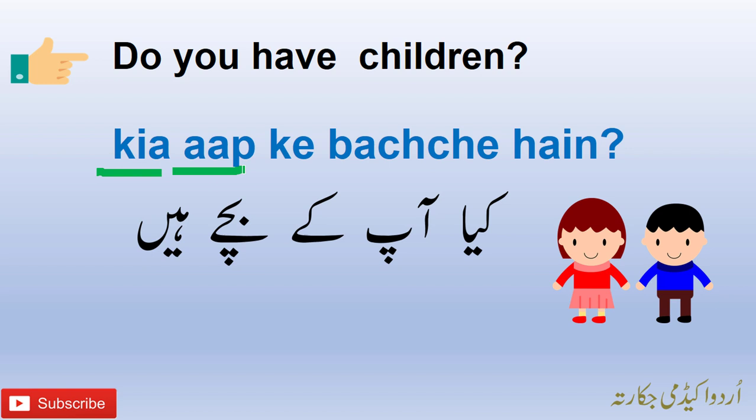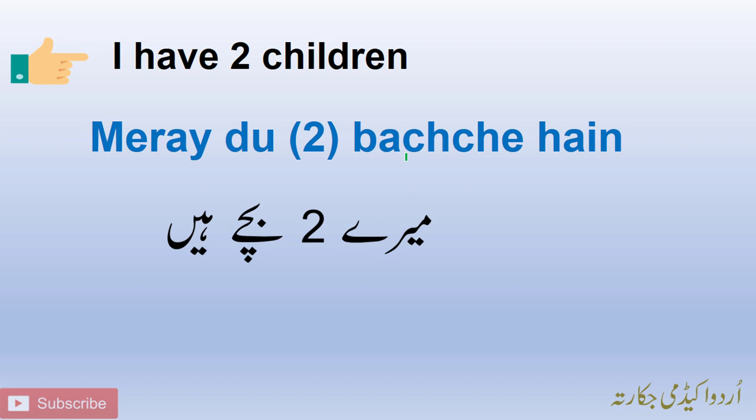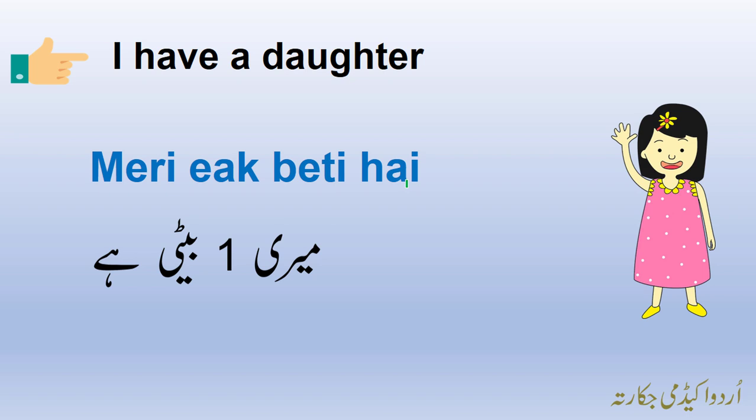Bache means children. The possible answer is I have two children. Mere do bache hain. Repeat with me. Mere do bache hain. Or another answer is I have a son. Mera ek beta hai. Repeat with me. Mera ek beta hai. Beta means son. Or you can say I have a daughter. Meri ek beti hai. Repeat with me. Meri ek beti hai. Beti means daughter.